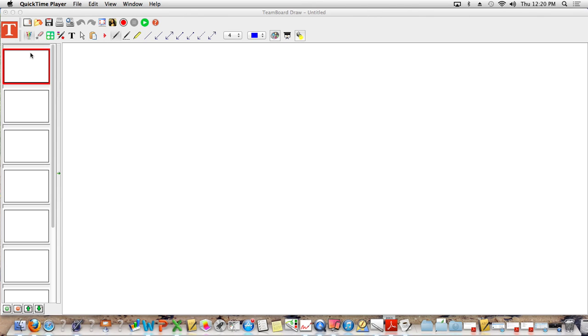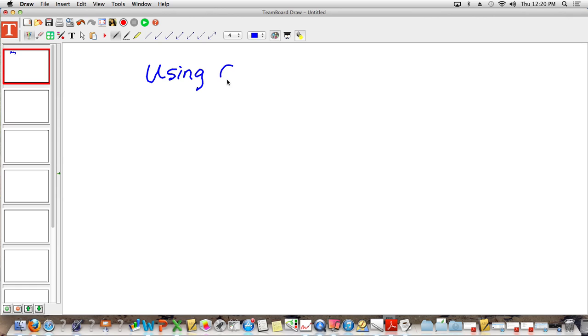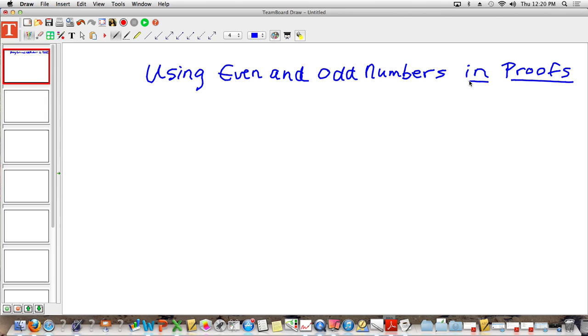All right, your notes should be out if I did not say that already. You do need to have your notes out. And you may label your notes using even and odd numbers and proofs. Using even and odd numbers and proofs.